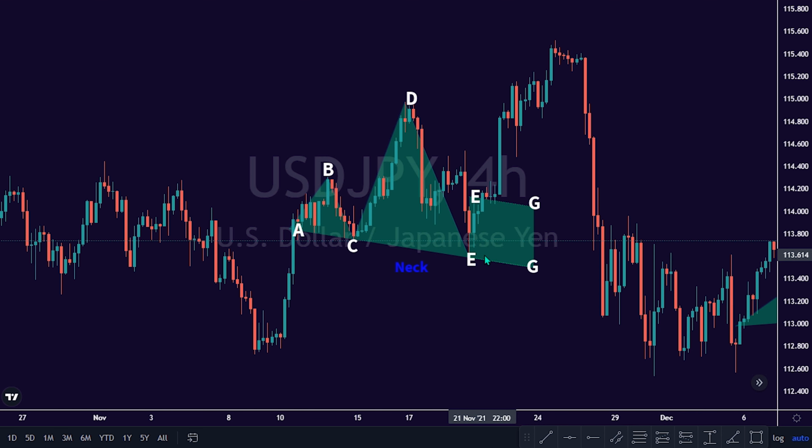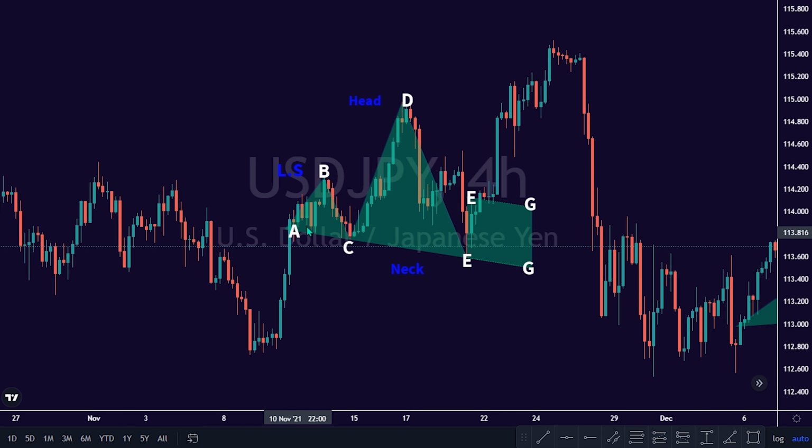Next, the indicator will find the highest point between C and E, which is equal to the head, D. Also, the indicator will find the highest point between A and C, which is equal to the left shoulder, B. Point A, B, C is the right shoulder. Point D is the head, while point EG equals EG confirmation zone.